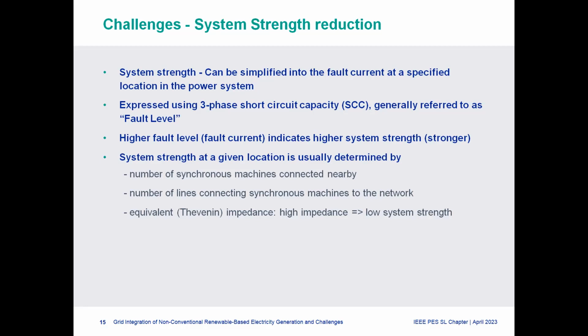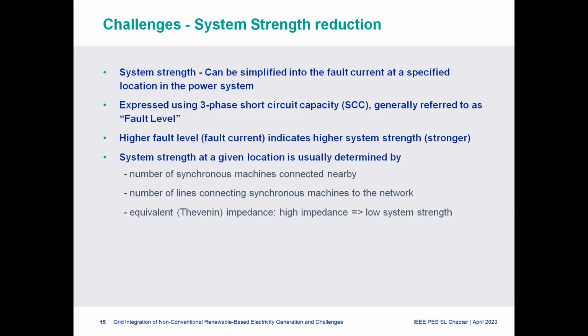Then another technical issue is system strength. That is the fault level contribution due to these synchronous or asynchronous machines. System strength, we know, is normally related to the fault current within the system. Normally near the generating stations the fault level is high, because if there is a fault, that generating station will contribute to the fault current. So we say that if the fault level is high, the system strength is also high, or it is a strong area.